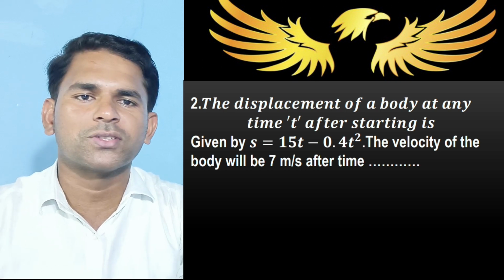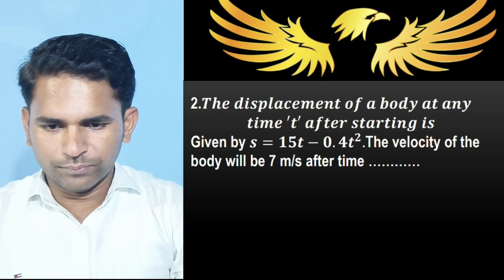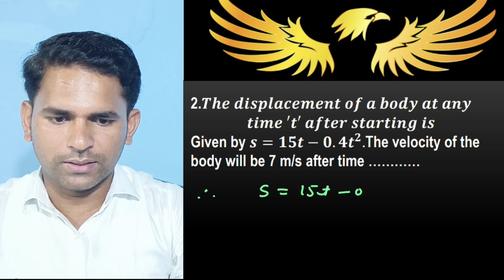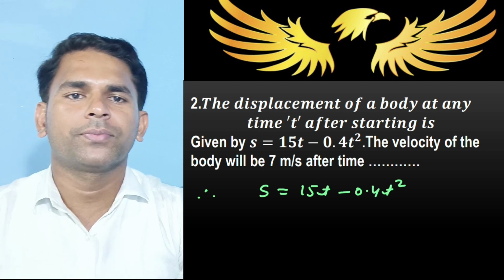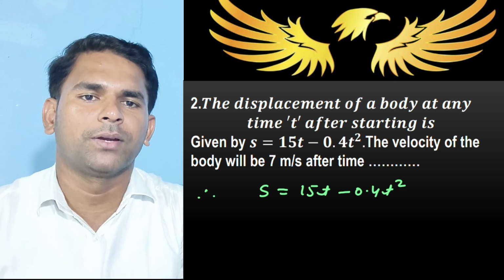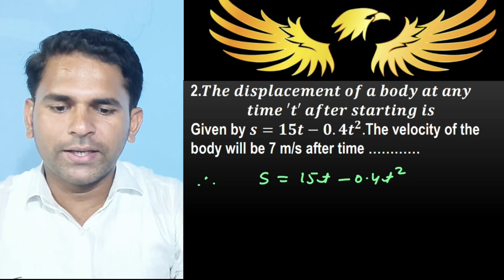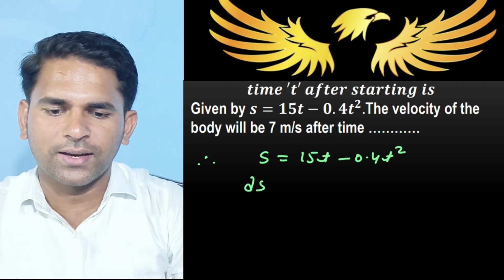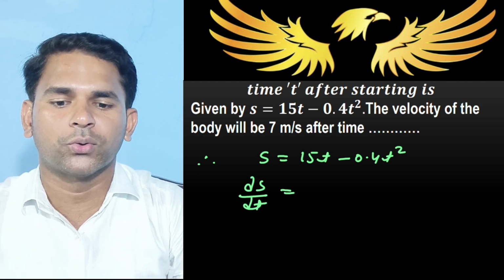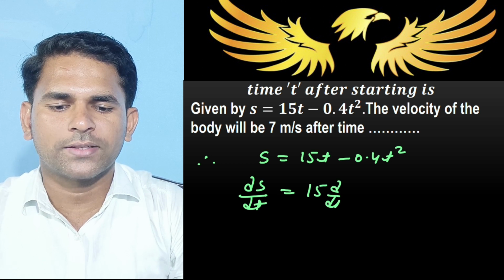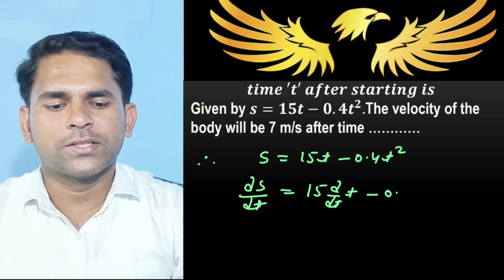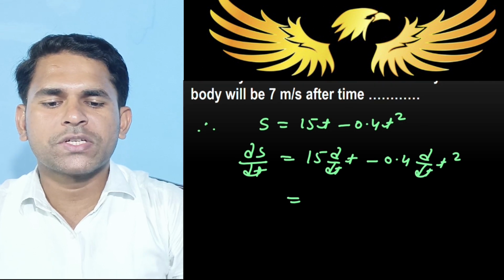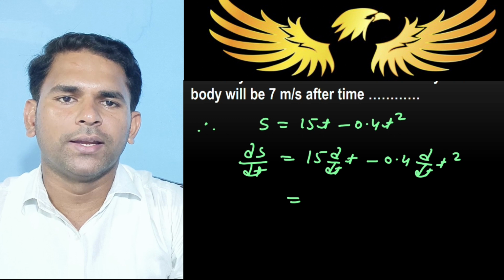Then it asks what the time is. You know very well, whenever displacement is given in the form of an equation, a time equation, and we need to find the velocity, what can we do? We will differentiate this displacement with respect to time. So we can write d/dt of 15t minus 0.4, which is a constant, d/dt of t square. So d/dt of t will give 1.